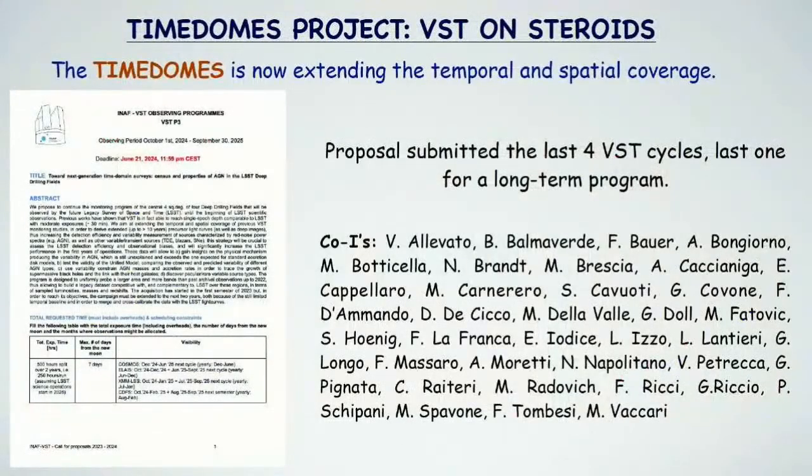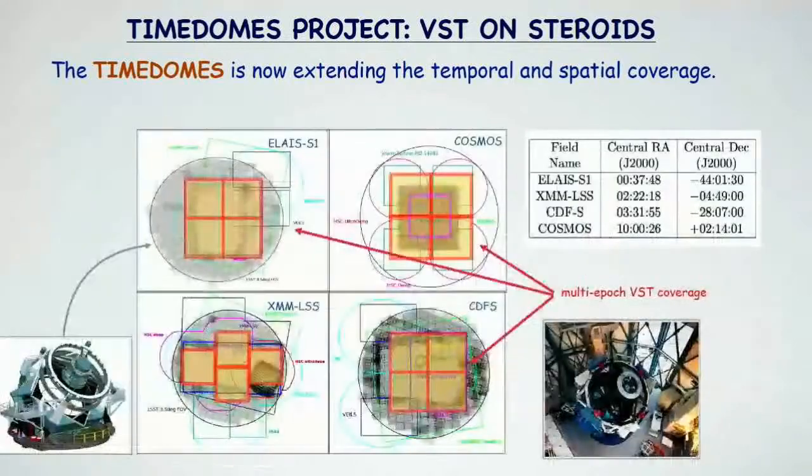So this is why we have been proposing for some time this Timedomes project. This is the proposal, which many people have been involved in or supported in the last few years, to extend the coverage in terms of baseline and area with VST, while waiting for the LSST results. So what we proposed was to extend and do at least 4 square degrees in each one of these fields, and in particular in XMM-LSS, we changed the coverage to more closely match the X-ray coverage that Neil was showing us in the talk on the first day.